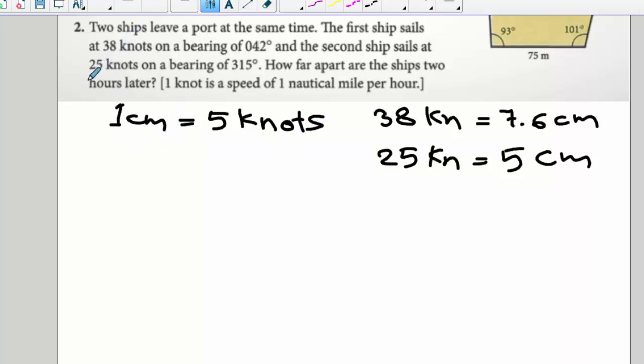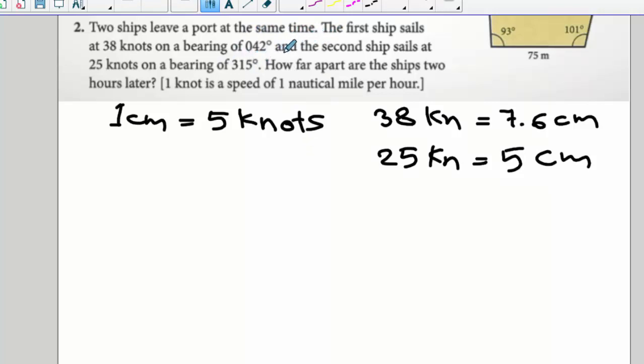When we divide these two numbers by 5, we see the 38 knots will be 7.6 centimeters and the 25 knots will be 5 centimeters after we divide both numbers by 5. Now, the first step is to draw one point that represents the port, and we draw the north of the point. Then from the north of the point, we're going to mark two angles.